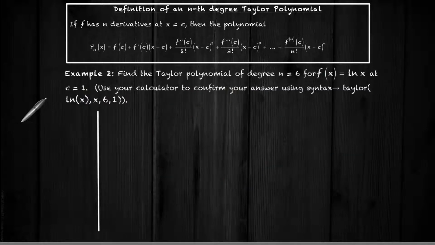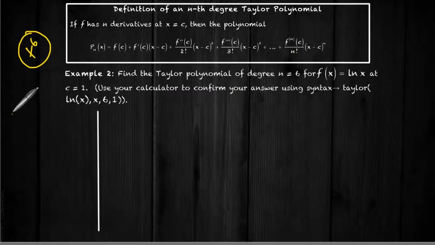Okay, here in example 2, we want to find a Taylor polynomial of degree 6, which means our last exponent needs to be x to the 6th, so we need to keep that in mind. And our function is natural log of x. Here, it is not a Maclaurin polynomial. We want to center it at 1. The reason for that is, well, one of the reasons is that natural log of x does not exist at 0. And so we want to center it at 1.